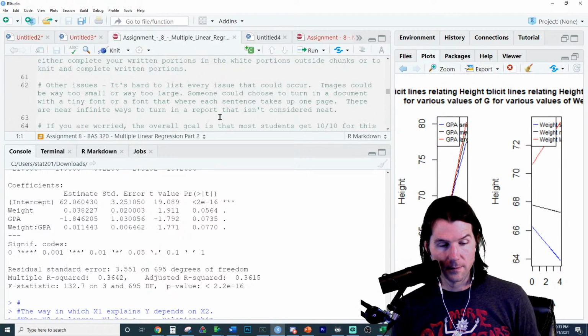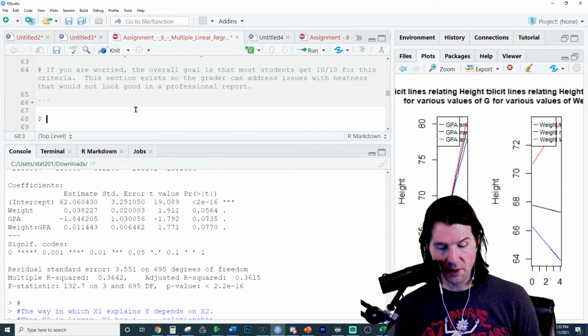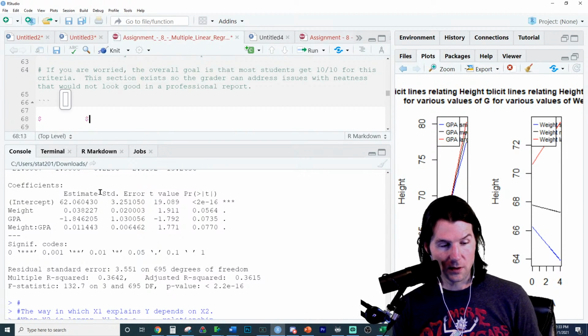We'll leave it on the screen there. I'm going to show you a trick. Here's some magic. Watch this. There we go. That's LaTeX writing. Yeah, LaTeX.